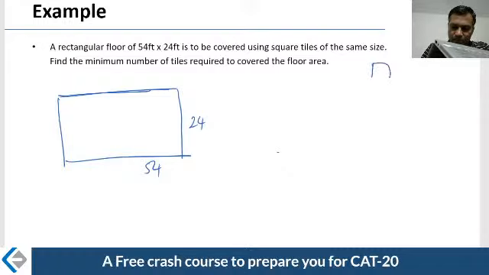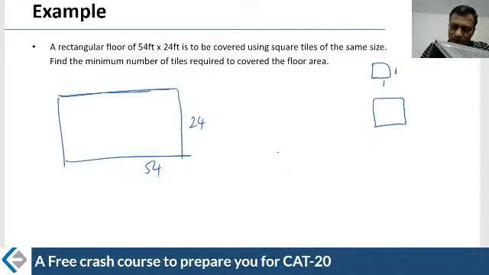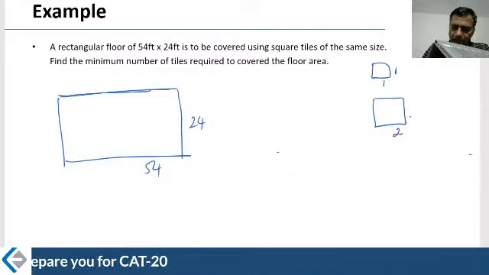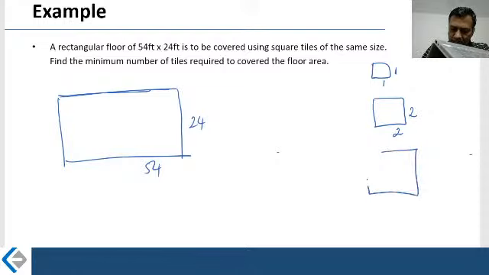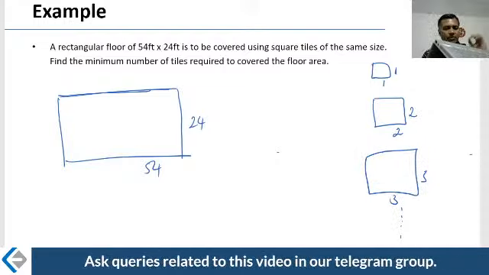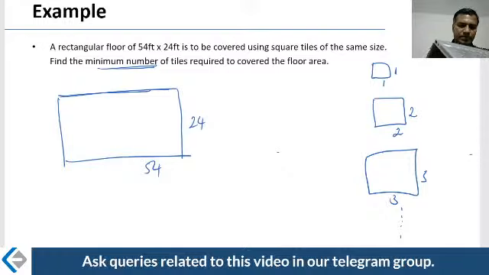There are tiles of dimension 1 by 1, the same pattern, you have tiles of dimension 2 by 2. You also have tiles of dimension 3 by 3, like this. You have some tiles. But the point here is to find the minimum. Find the minimum number of tiles required to cover the floor. You want the minimum tiles to cover this floor.